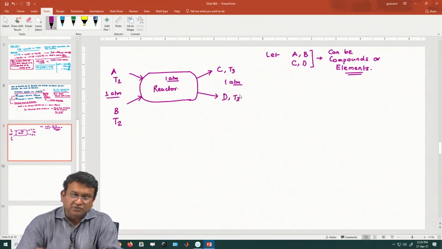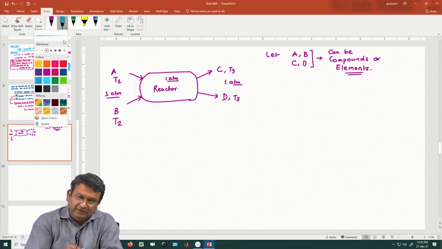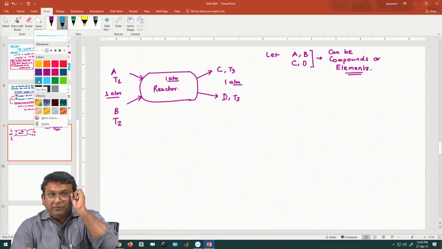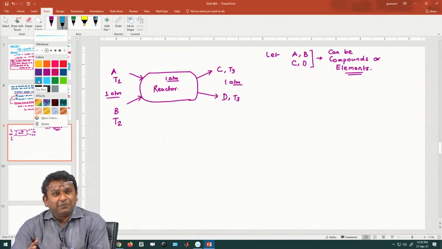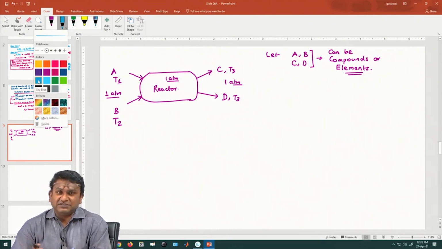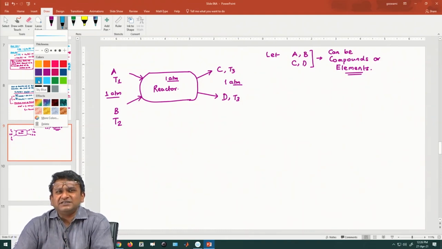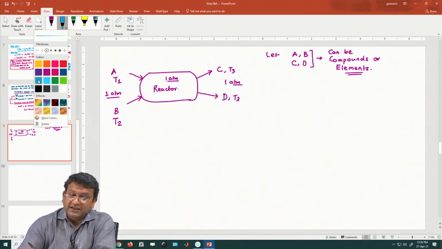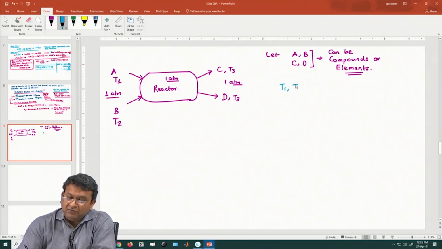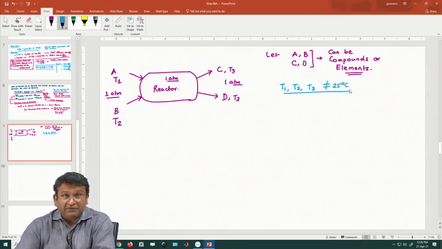So, I hope all of you understood what I meant, that in principle the two raw materials or the feeds can enter the system at two different temperatures, but the products typically, even if there are two products, let us say one is a gaseous product and one is a liquid product which live separately, it is very difficult to imagine a situation that the two products live at two different temperatures. Probably they will live at the same temperature. And what we write is T1, T2, T3, none of them are equal to 25 degrees centigrade, let us say they are all above 25 degrees centigrade.